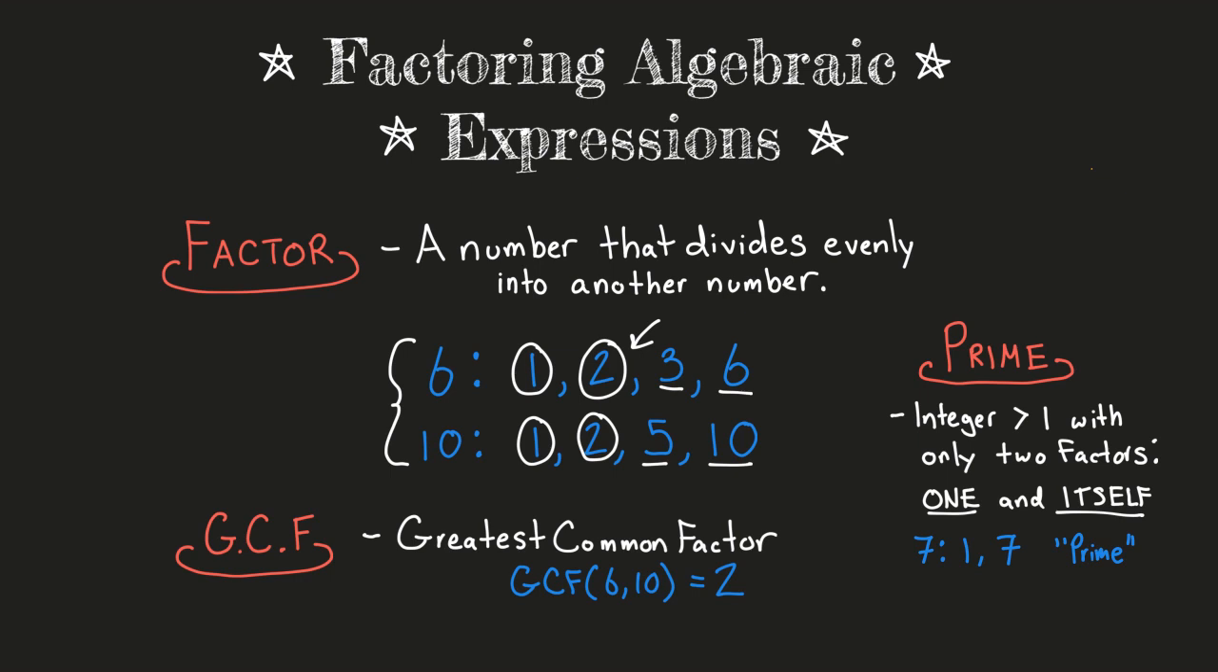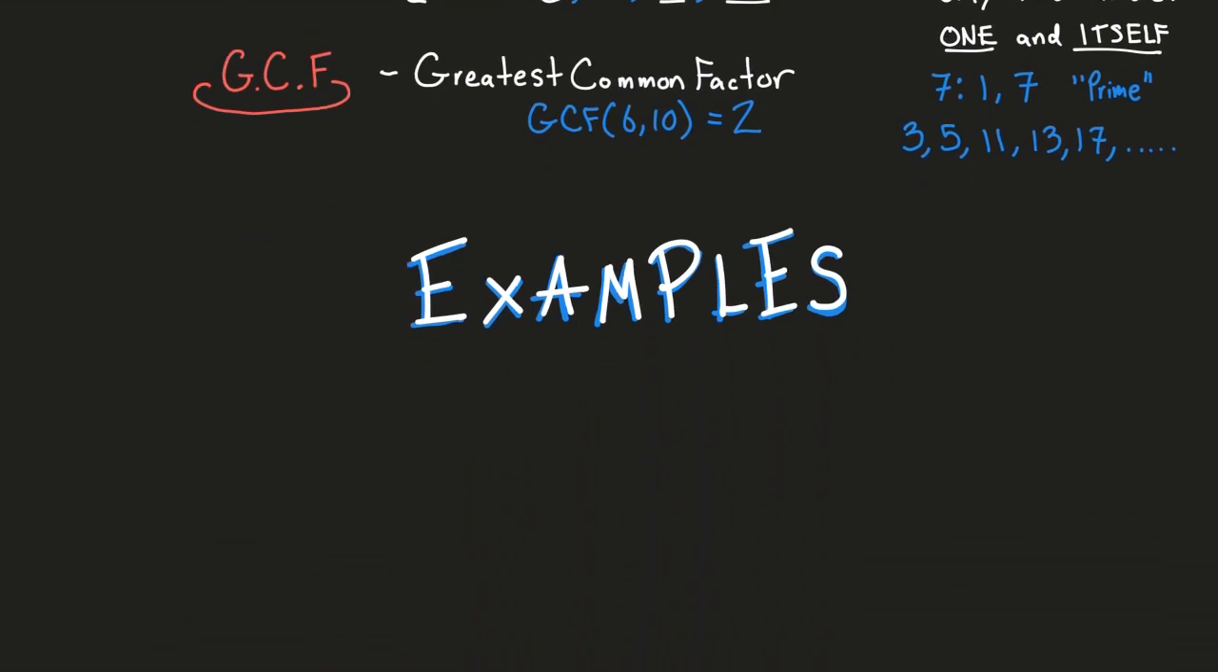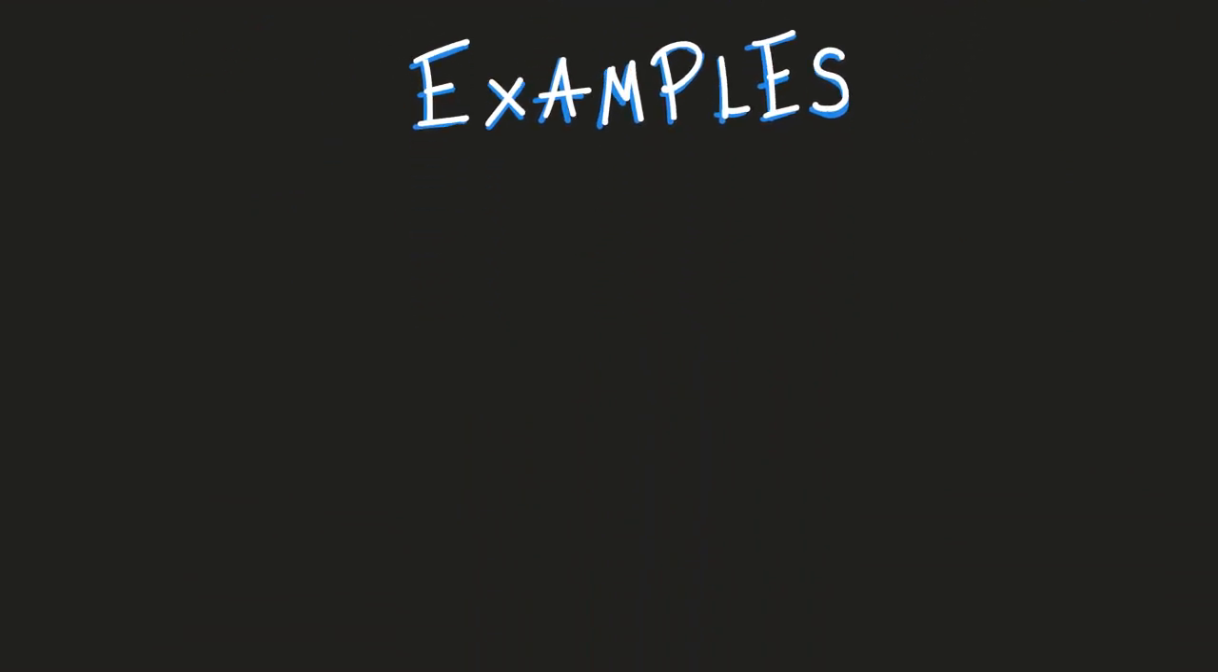This is a set of very special numbers in math. Some of the other prime numbers that we work with are 3, 5, 11, 13, 17, and the list goes on and on from there. But they're very special numbers because they can only be divided by themselves or 1 nicely without a remainder. So why are we reviewing all of this? Well, we want to look at some examples here of factoring algebraic expressions.